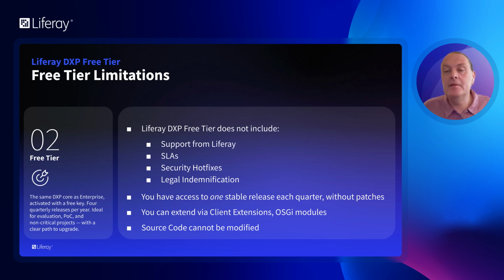In terms of extending the platform, you can use all of the extension methods that enterprise subscribers can. We strongly recommend extending Liferay DXP using low-code, objects, and client extensions because that really does make upgrades easier. But if you want to, you can build your own OSGi modules to extend as well. What is important to note is that you cannot extend the free tier by modifying the source code. That's something that's not permitted under the EULA that is accepted when you generate a key for the free tier.